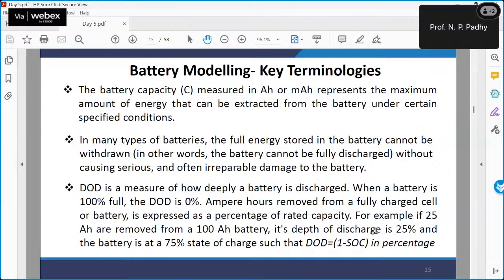That means the battery capacity C is measured in ampere hour or milliampere hour. Ampere hour or milliampere hour represent the maximum amount of energy that can be extracted from the battery under certain specific conditions. In many types of batteries, the full energy stored in the battery cannot be withdrawn. In other words, the battery cannot be fully discharged without causing serious and often irreparable damage to the battery. So there are many technologies in which you cannot make it zero. It is left with some 10-20%.